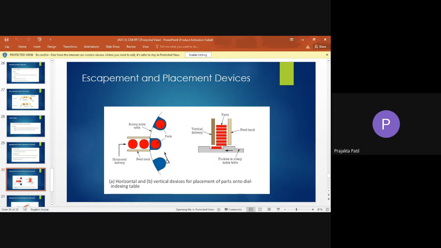So you have this, which are the parts that have to be placed on the assembly station. So here you know this is a dial indexing table. You can see this is a dial indexing table, and this escapement and placement device takes the parts and is going to feed them correctly to that particular station. Okay, so here also you can see this is a vertical feed track that we have seen here, and this is a rotary indexing table that we see. So with the help of these escapements and placements, the proper placement of the parts takes place on the work table.